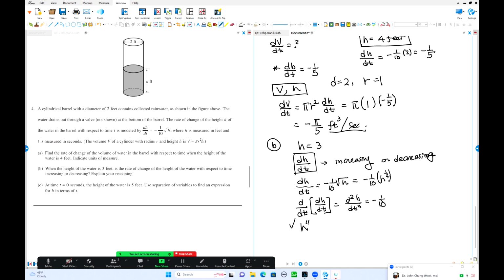Take the derivative: 1 half moves to the front, and h to the 1 half minus 1 is h to the negative 1 half. So this equals negative 1 over 10 times 1 over 20, since 2 times 10 is 20, times 1 over square root of h. Are you okay with this? That is the second derivative.